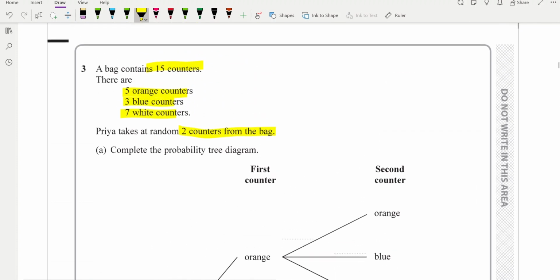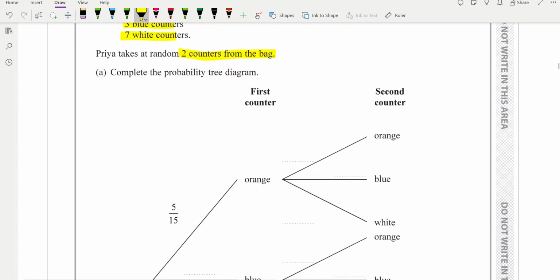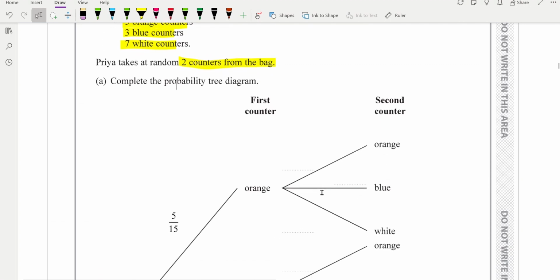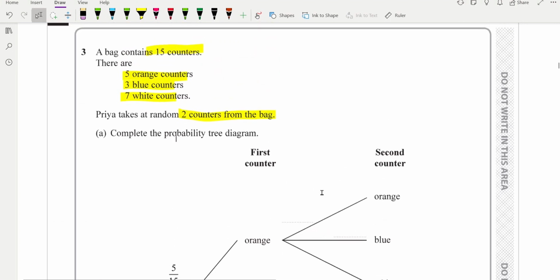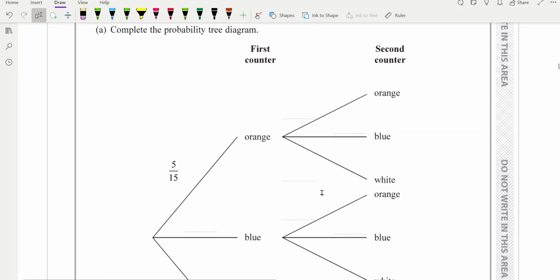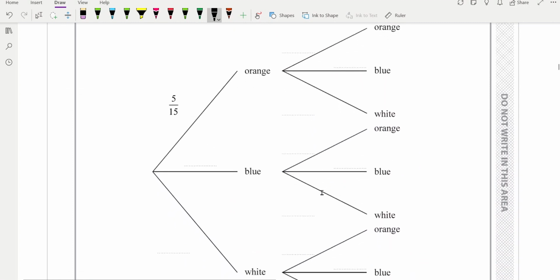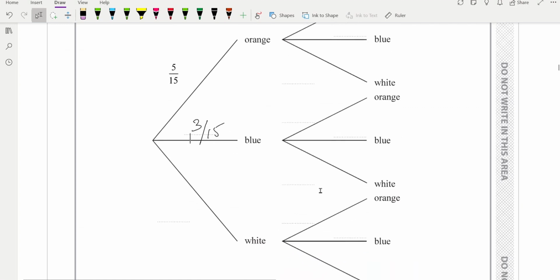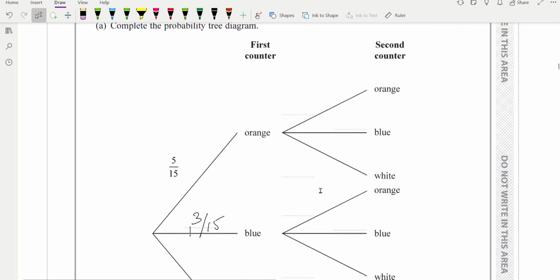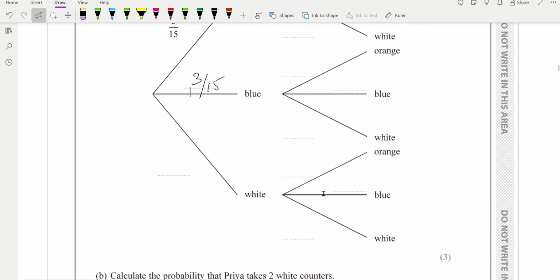So the probability of orange is 5 out of total 15, and for blue there are 3 blue, so our probability will be 3 out of 15. So we will write here 3 out of 15. And the probability for white, there are 7 white, so it will be 7 out of 15. We can easily write here 7 out of 15.